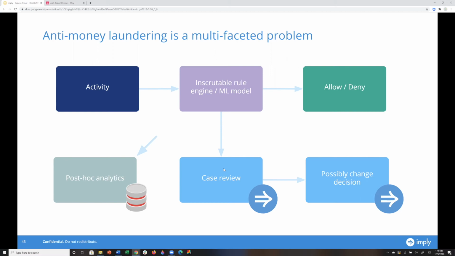And so this is a process typically that we see where anti-money laundering is involved, and Imply is a fit for case reviews and also enabling humans to make changes to their decision.